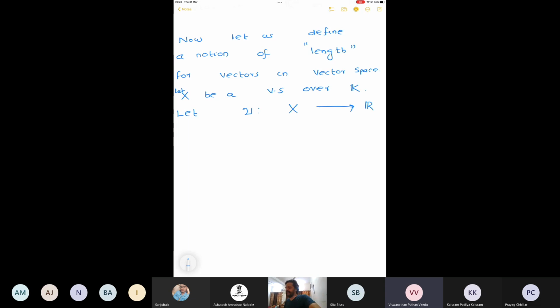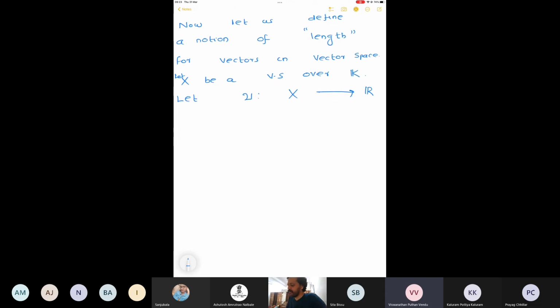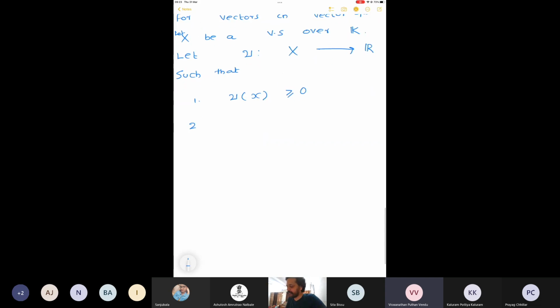K is R or C. Let nu be a function from X to R such that nu satisfies certain conditions. 1. Nu of X, the length of any vector in R2, is greater than or equal to 0. So that I impose as a condition. Nu of X is greater than or equal to 0. Nu of X is 0 if and only if X is 0. This 0 means the 0 vector, the 0 element in X.